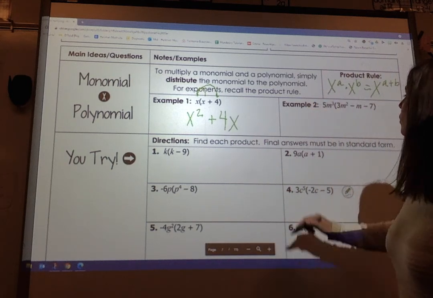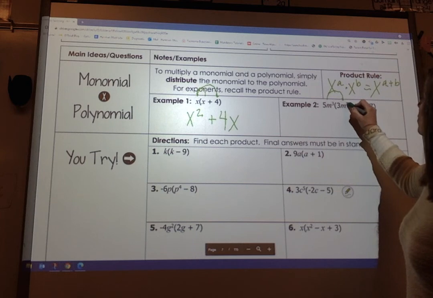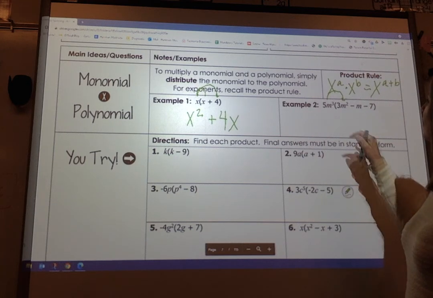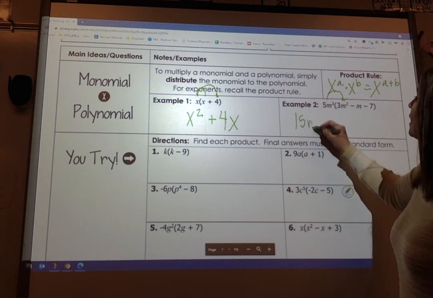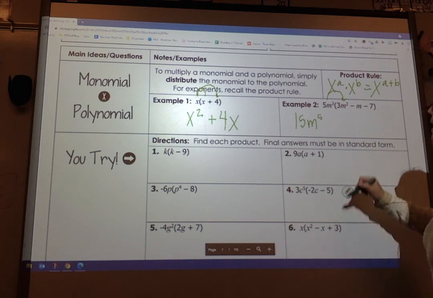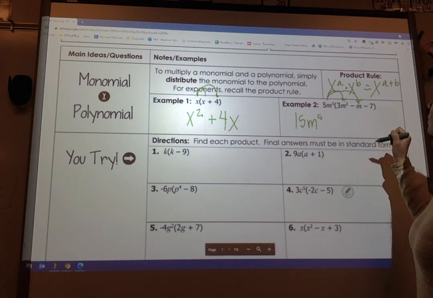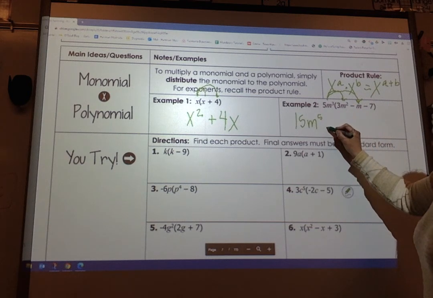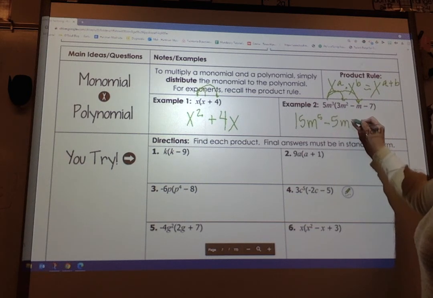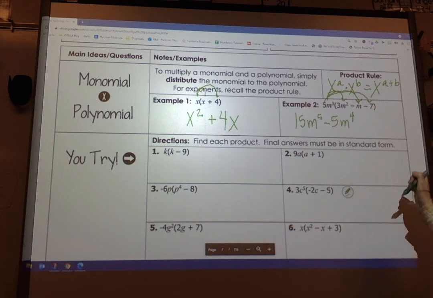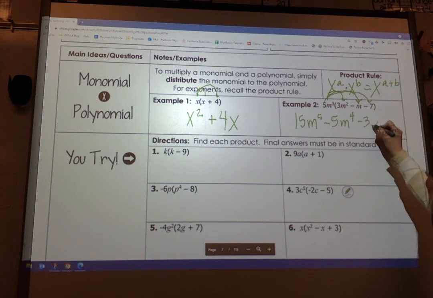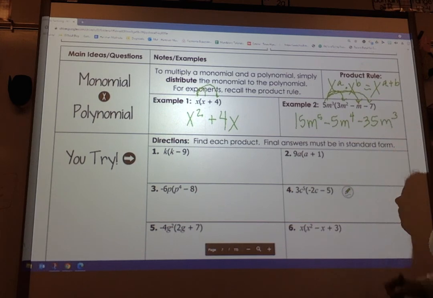Look at example 2. We have 5m cubed times 3m to the second. So my coefficients do what they're told, 15. M to the fifth, those exponents add. I distribute 5m to the third times negative m, which is negative 5m to the fourth. And I distribute 5m to the third times negative 7, which is negative 35m to the third.